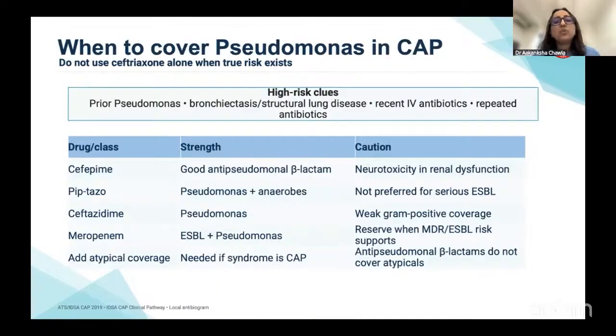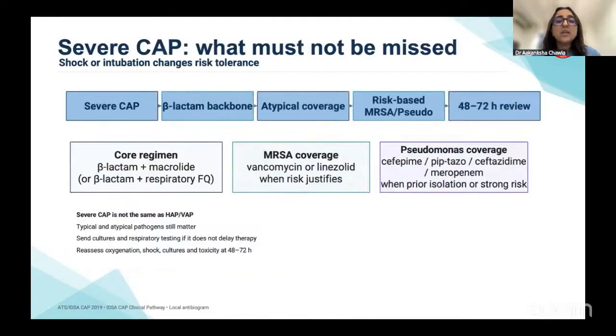Now, when do you cover Pseudomonas in CAP? When there is a prior Pseudomonas history, when a patient has a structural lung disease or has bronchiectasis, recent IV antibiotics, or repeated use of antibiotics in the past. So remember what must not be missed in severe CAP. You have the beta-lactam backbone, you give an atypical coverage, risk-based MRSA and Pseudomonas cover, and you review your antibiotics at 48 to 72 hours.